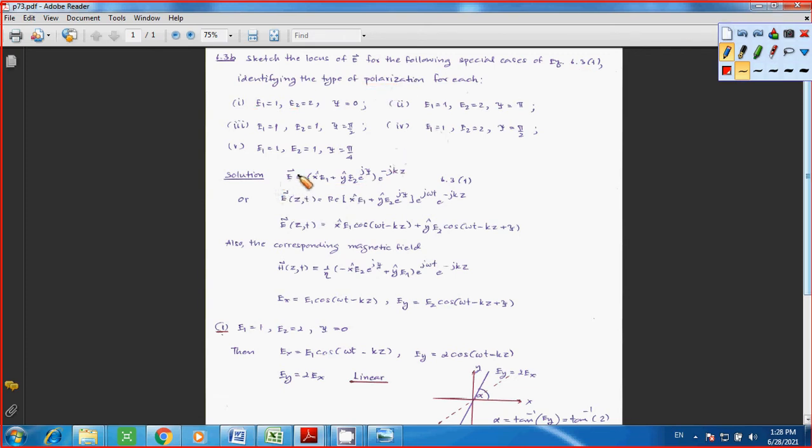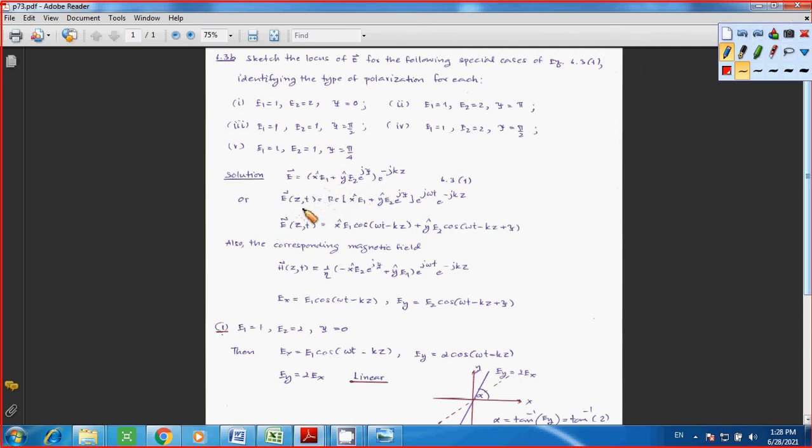Well, let's review equation 6.31. You have E with the components X and Y, and for Y you also have the phase difference from the X component, which is the term e to the J psi, and e to the negative JKZ. This means the wave moves in the positive Z direction.